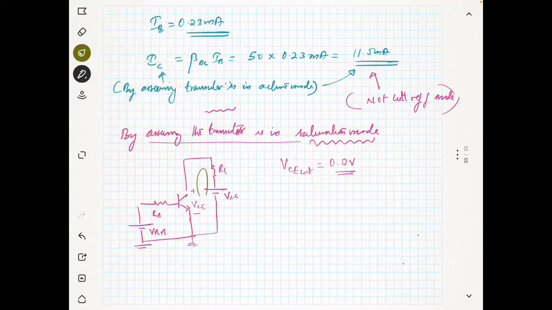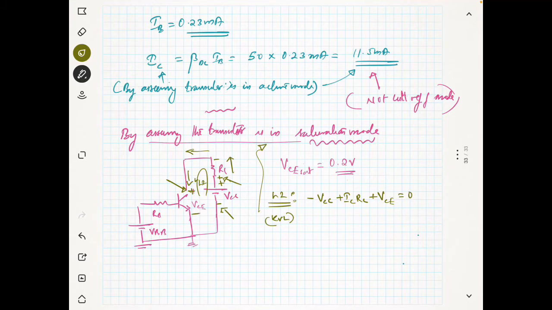So with this assumption, we will write the Kirchhoff law again, in this loop. This is loop 2. So for loop 2, we will write KVL. Starting from here, this is minus, this is plus, so this is minus VCC. Then if the current moves like this, this is plus and minus, so plus IC into RC. Then the current is going down, so this is plus and this is minus. So the polarity will be plus VCE is equal to 0.